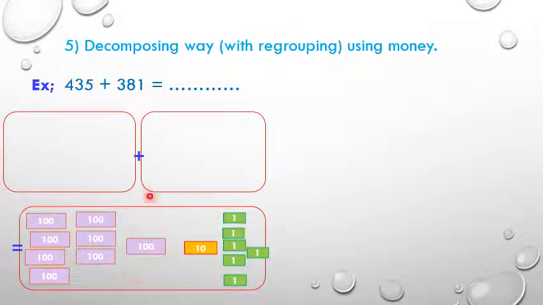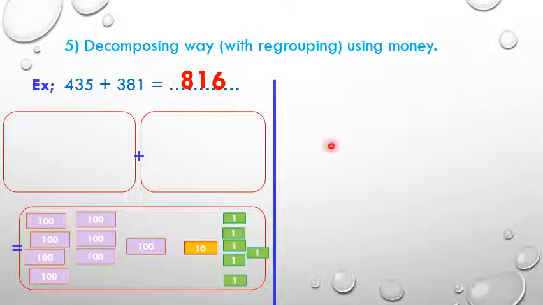Then to combine this money together, how many are in the ones place? It will be 6 in ones place, 1 in tens place, and 8 in hundreds place. This number is called 816. Let's go to the subtraction exercise.